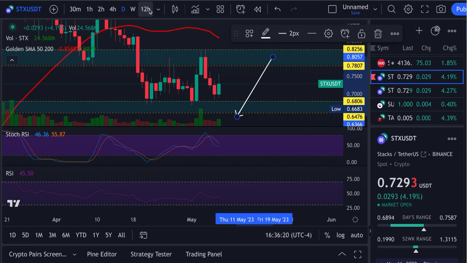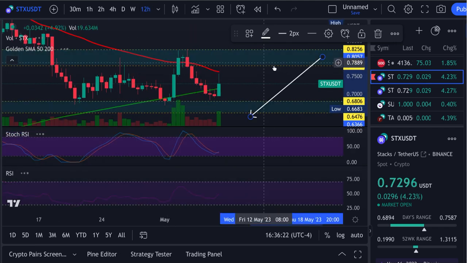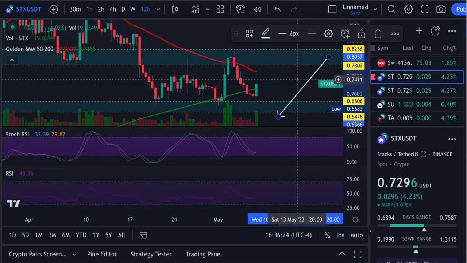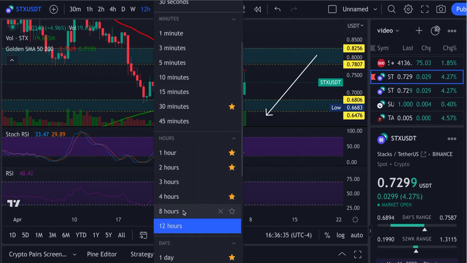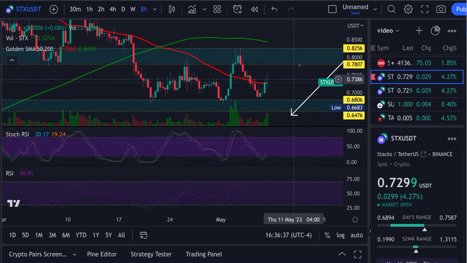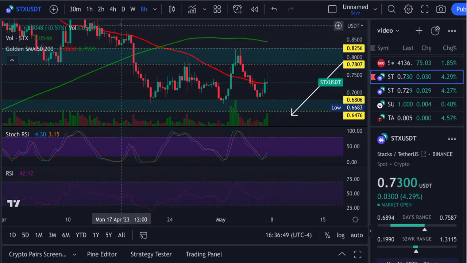Let's go up to the 12 and the 8 hour. The 12 hour has turned up, and on the stochastic and the regular RSI, it's at a 48, and it has turned up. Let's look at the 8 hour. The 8 hour has just got to the bottom, reset, and is turning up. On the regular RSI, we are at 49.8, just halfway on this thing. So I'm expecting a bounce out of STX here.